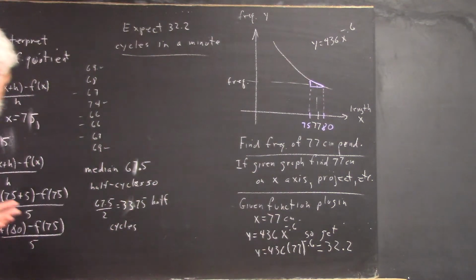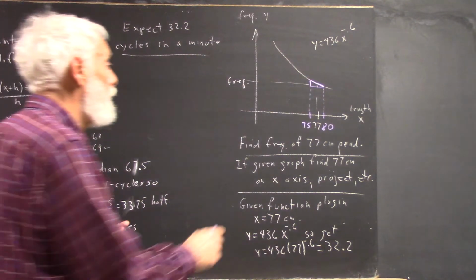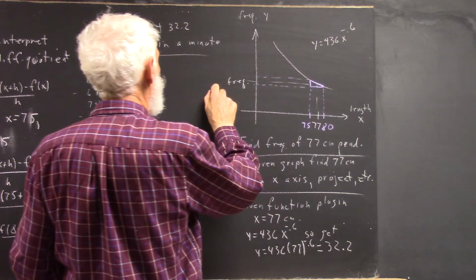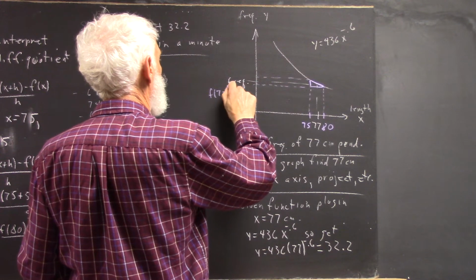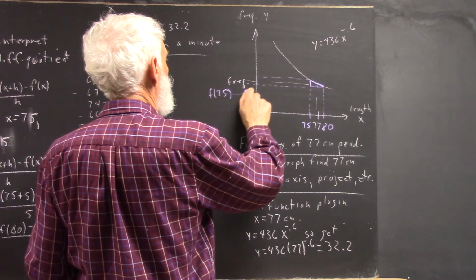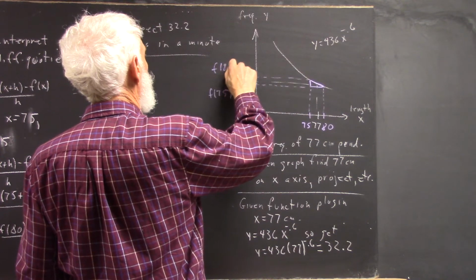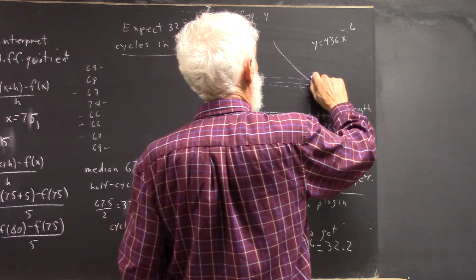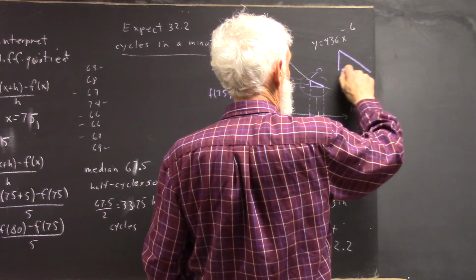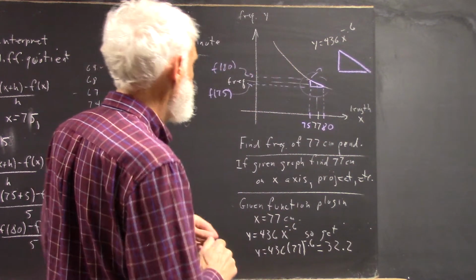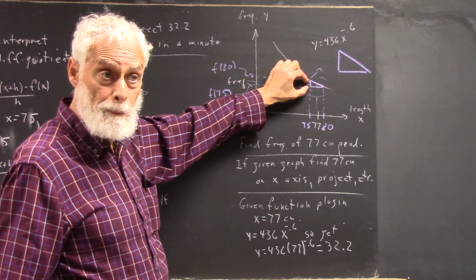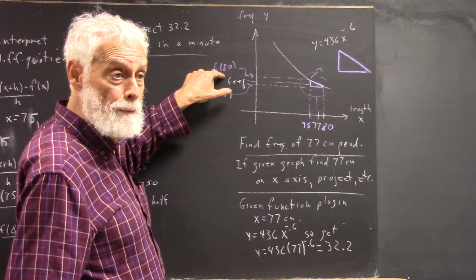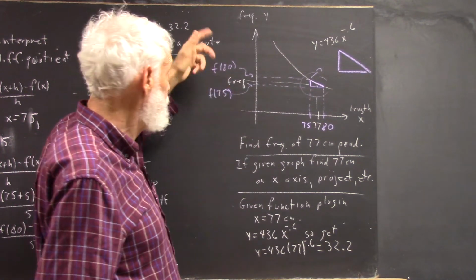Okay, what's that have to do with this? Well, what we have here then, and here, we have f of 75 here, and f of 80 here. So our fundamental triangle, if I draw a slightly bigger version, well, what's the rise? It's f of 75 minus f of 80. I'm sorry, f of 80 minus f of 75.